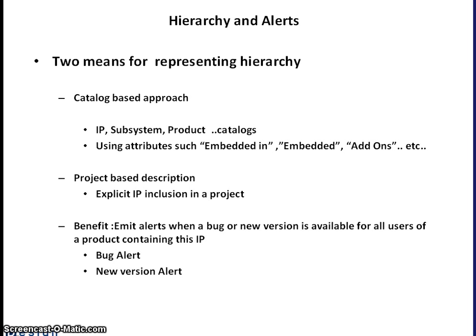Why do we do all of that? Very simple. You have some basic features that all the customers want. You have to emit alerts when a bug or a new version is available for an IP. You have to warn people that there is a new bug in this IP, or take care, there is a new version available. And you have to send these alerts to all users of the product containing this IP. So you have a bug alert and you have a new version alert, but the alert mechanism is capable of tracing. I have to warn the owner of this IP, I have immediately to alert the owner of this product and so on. Or you archive it, of course.